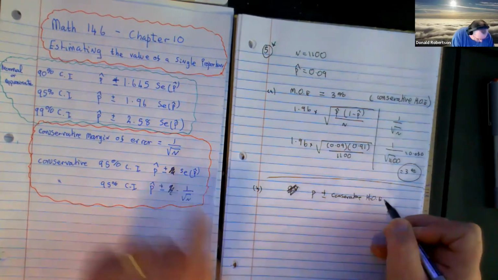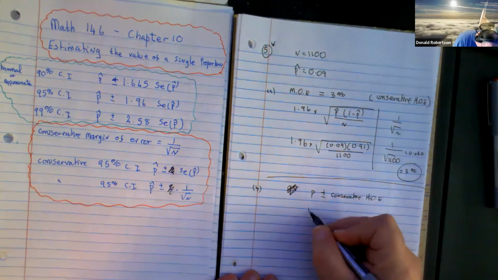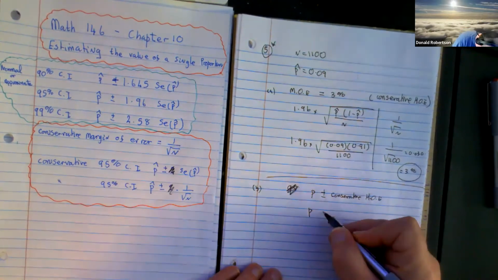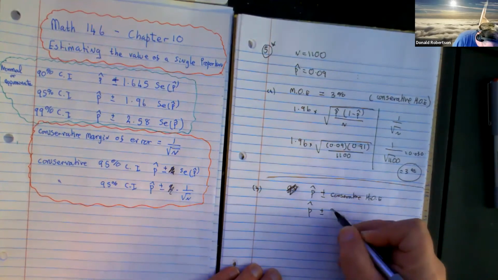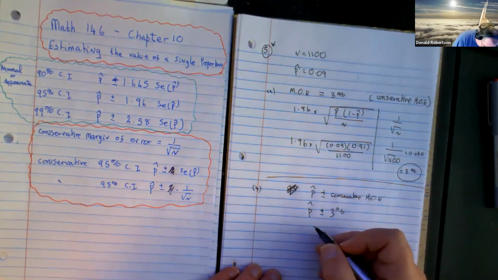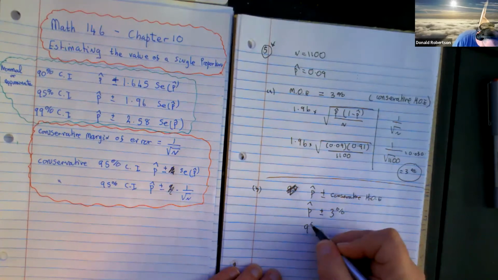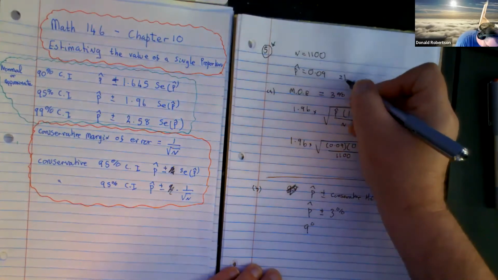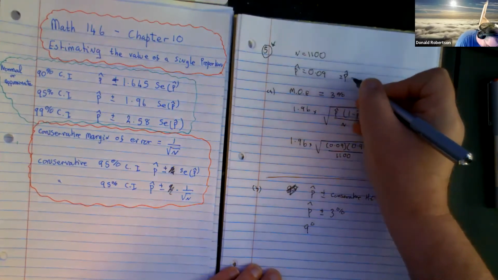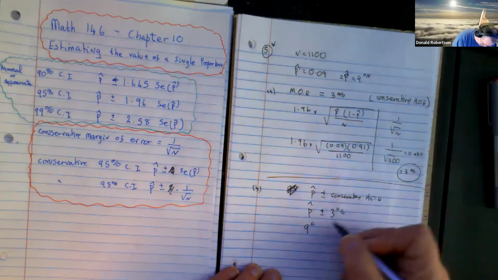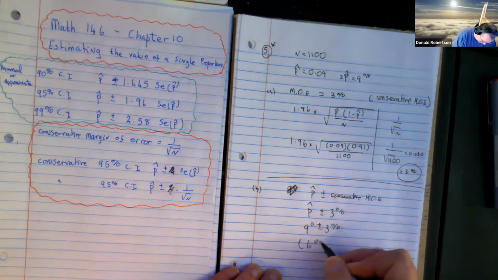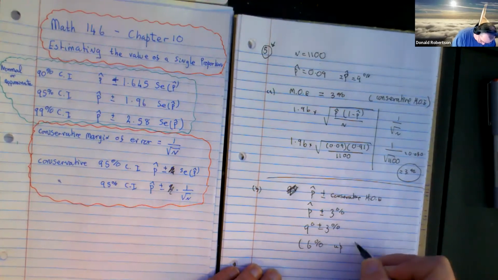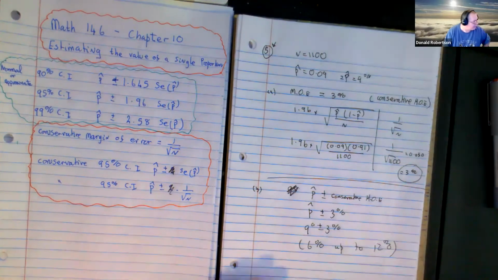I think I got those two because I was rounding those things up. That's empirical when you do that one. So it's p hat plus or minus 3%. And p hat was equal to 9%, give or take 3%. So it's 6% up to 12%. And that would be the answer to part B.